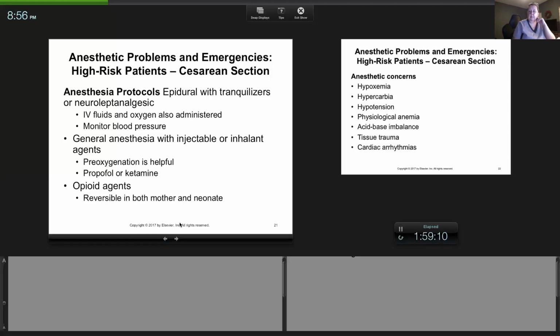And we like to give them opioids. The main reason is if we get into trouble with the mother or the puppies, it's reversible. She needs an opioid. You just cut open her uterus. So some people are like, oh, I don't want to give her too many drugs. Well, again, if the puppies come out, we can reverse them with Narcan.